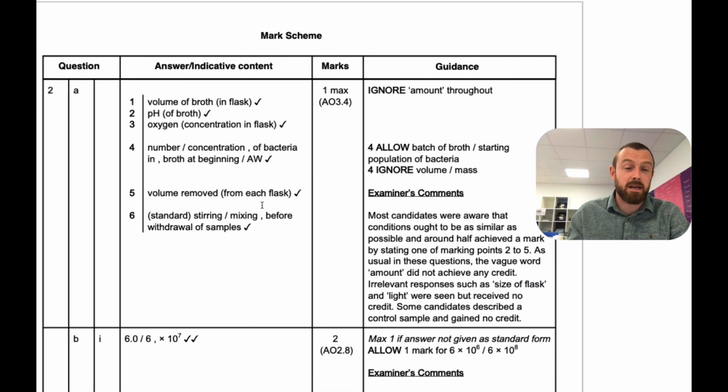Let's look at the mark scheme. The volume of broth in the flask. So 1 centimeter of the bacteria broth was added, but we don't know the volume of the broth in the flask, the pH of the broth, and the oxygen concentration of the broth. All these things up here are your most likely answers.